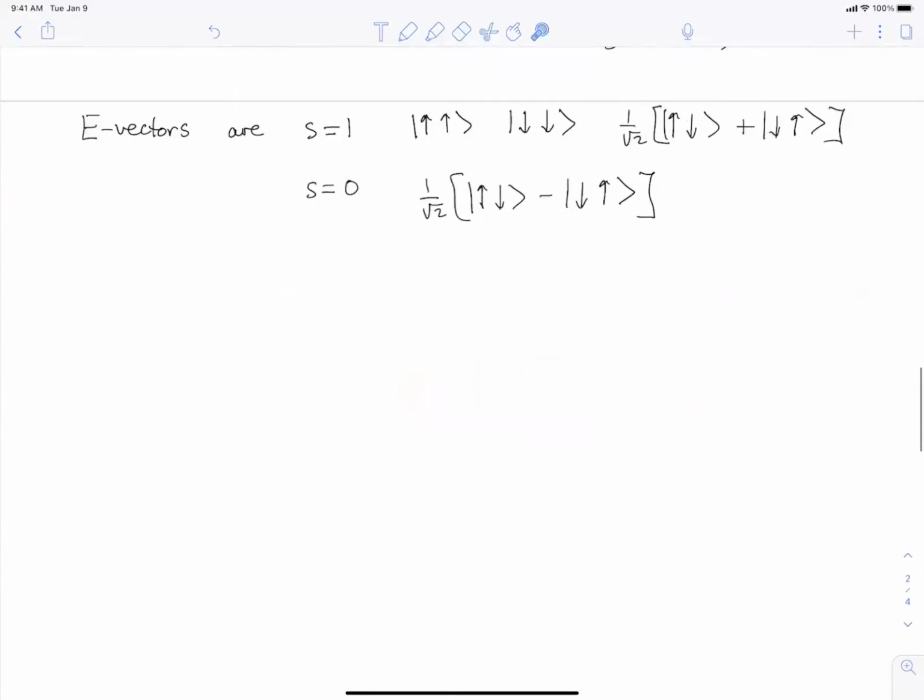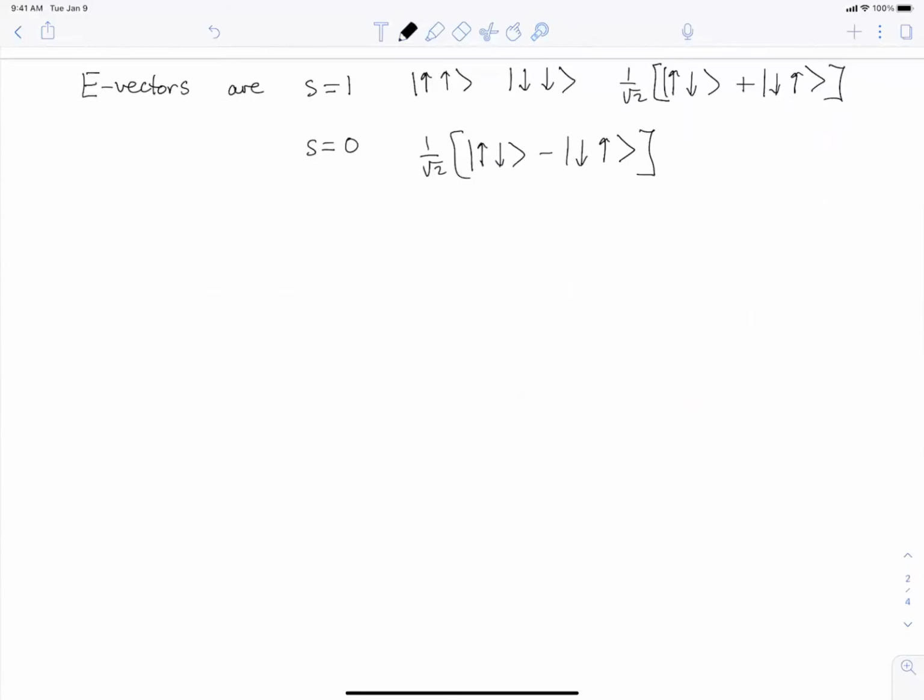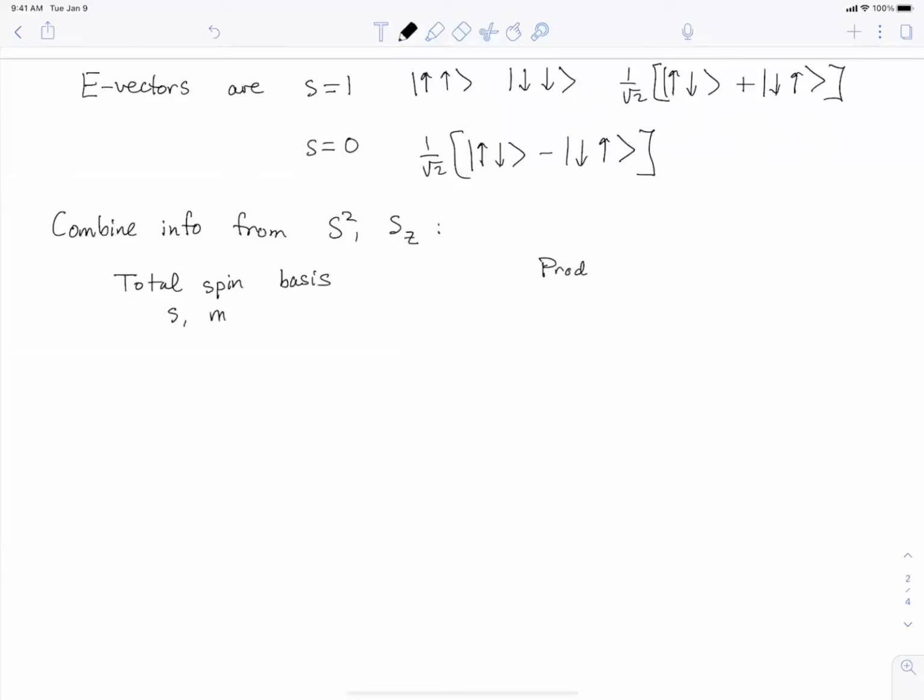Okay, so we're basically done with the addition of 2 spin 1/2 angular momenta. If we combine the information from S squared that we just calculated and Sz, then I can write a column here, which is the total spin basis with eigenvalues S and m. And in this column, I can write the product basis with eigenvalues m1 and m2.